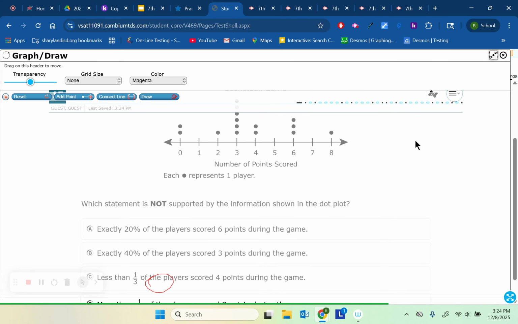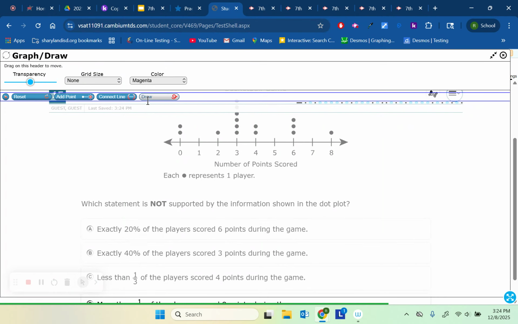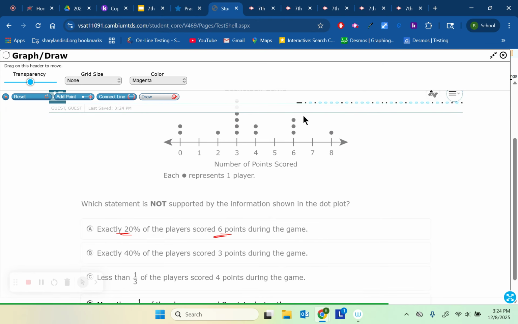20%, right? 20% of my players scored 6 points. Okay, so 3 of my players scored 6 points. 1, 2, 3, 4, 5, 6, 7, 8, 9, 10, 11, 12, 13, 14, 15. 3 out of 15 of my players. Is that 20% or not? So I need to know how to simplify my fractions.